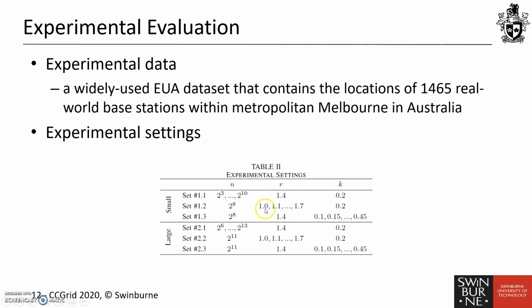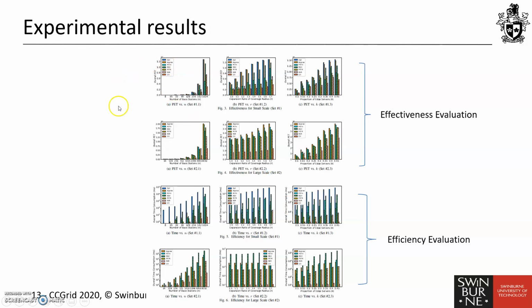Based on these settings, the experiment results are shown as follows. The results include two parts: the first one is effectiveness and the second one is efficiency. From these figures, we can see the optimal approach can find the best solution, but its time consumption is much higher than the other approach. So for the small scale ESP problem, we can use the optimal approach to find the solution, but for the large scale ESP problem, we may use the approximation approach.